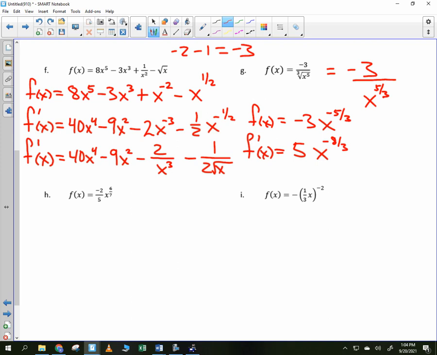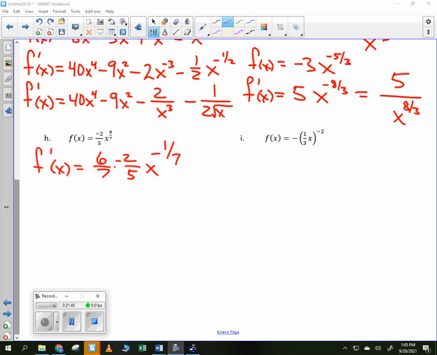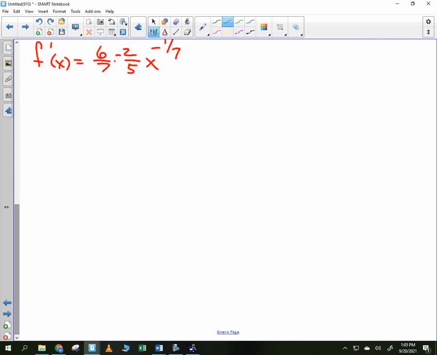Negative 8/3. Very good. So unless it's a square root, I generally like to write my answer as 5 over x to the 8/3. I don't like to put it back into radical form. I really don't. And the AP exam, I believe, will put the answer like that as well. So you try letter H on your own, you smarty pants. I'm slowly working through this one.